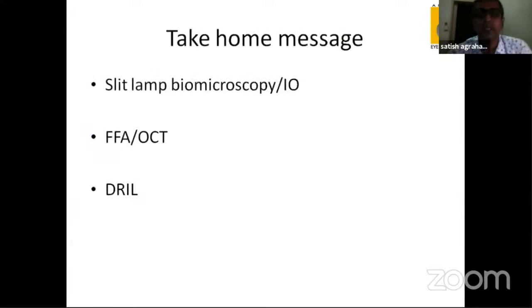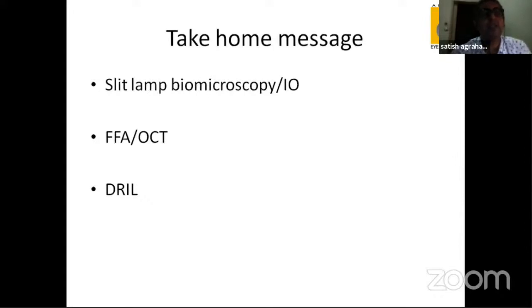So for me, the take-home message is that to diagnose diabetic macular edema, you really do not need any great instruments. You just need a good 78 diopter slit lamp biomicroscopy examination. But please do not forget to do an indirect ophthalmoscopy and look at the peripheral retina, because not doing so is an incomplete way of looking at a diabetic retinopathy patient.